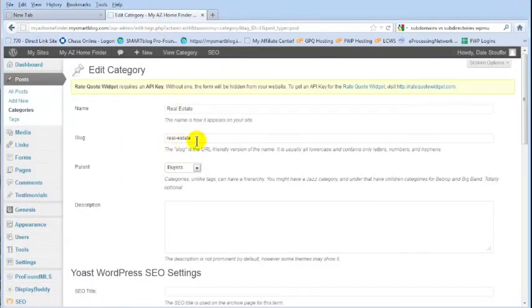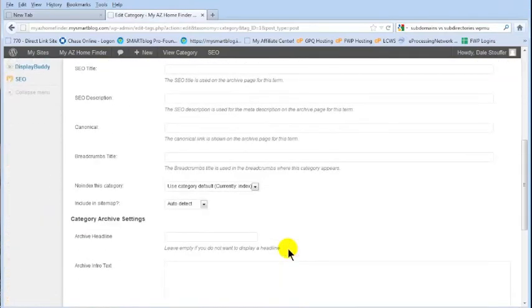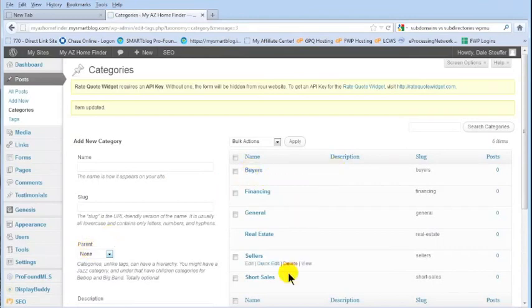So I'm not going to have a parent category on this. You can put in a description. It basically is some description of what this category is about, and I'm now going to go save it. So now I have this updated category on here called real estate. All right, now I want to get into doing a new blog post.